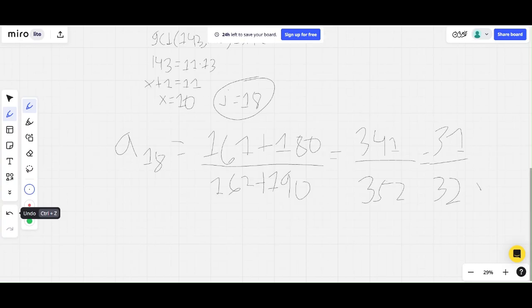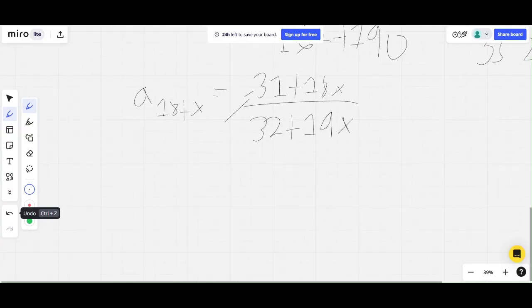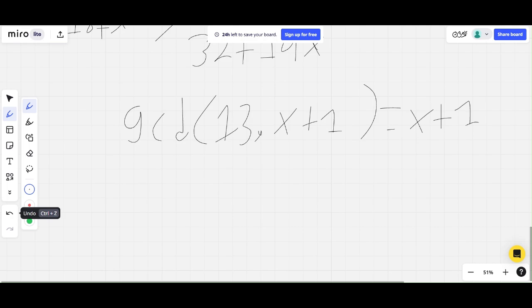Okay, and so now we have a new equation. Now we have a of 18 plus x equals 31 plus 18x over 32 plus 19x. Again, we're looking for the smallest possible value of x. We're going to subtract 18 from 31 to get the GCD of 13 and x plus 1 equals x plus 1. So x plus 1 has to be the smallest factor of 13, which in this case is 13 itself. So x equals 12. And if x equals 12, then j is going to be equal to 30.